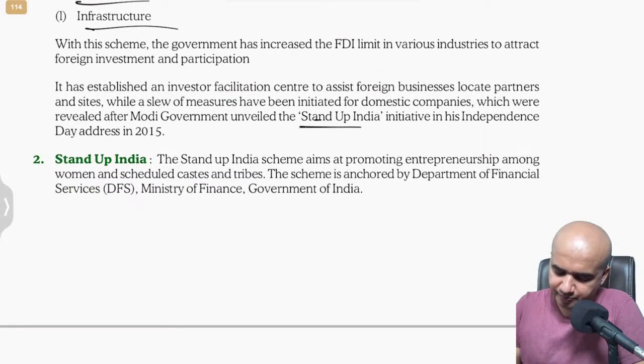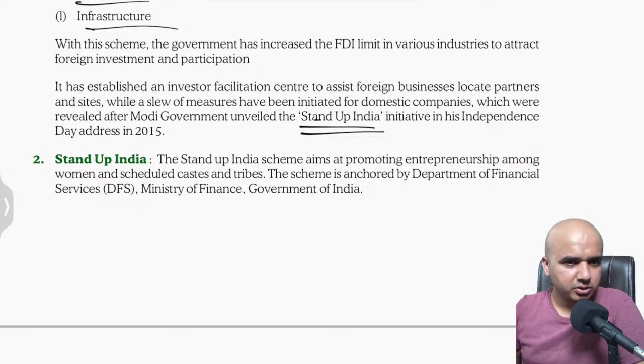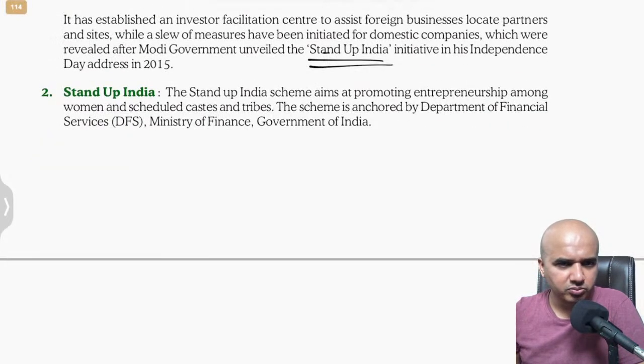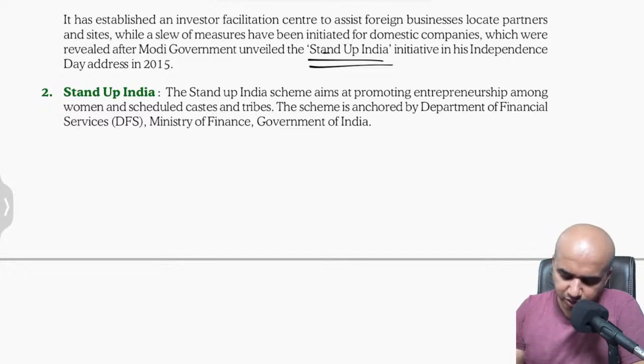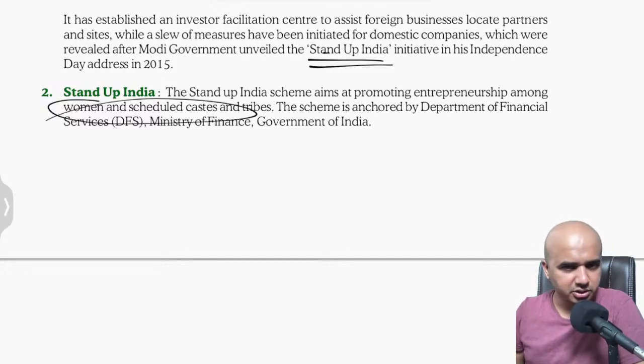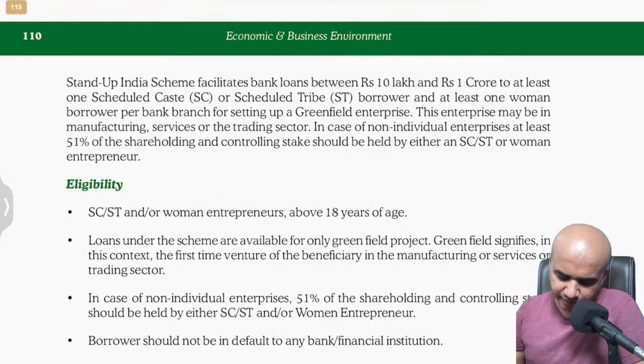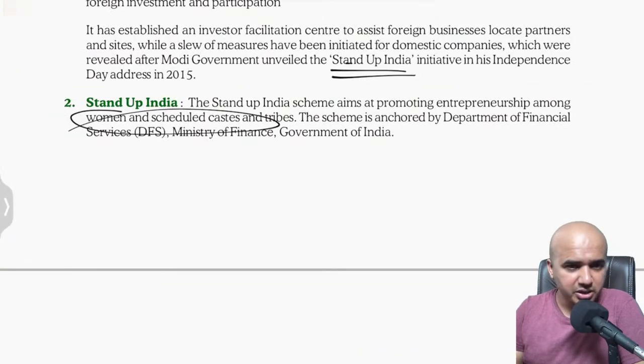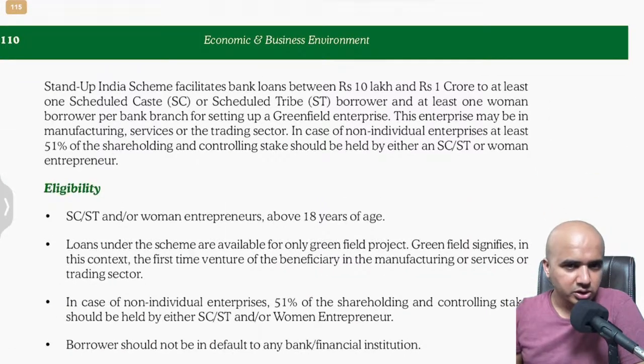Then they also unveiled Stand Up India. To encourage startups, I guess. Oh no, this is to encourage... The Stand Up India scheme aims at promoting entrepreneurship among women and scheduled castes and tribes. This is interesting and encouraging. The scheme is anchored by the Department of Financial Services, DFS, Ministry of Finance, Government of India. So it encourages women and scheduled castes and tribes to also go this route, that is the entrepreneurship route.